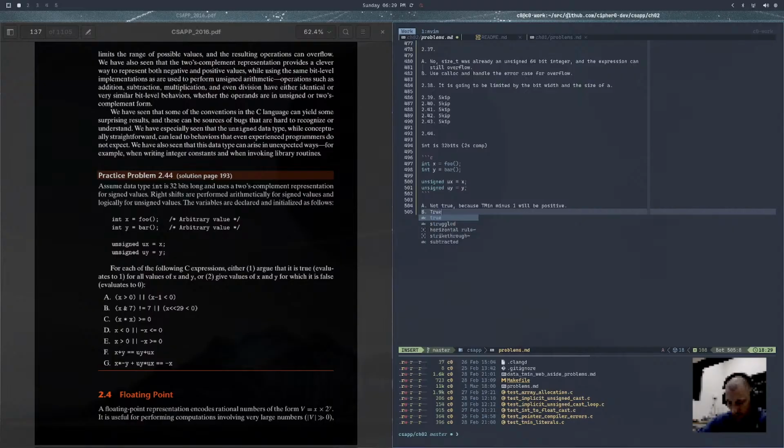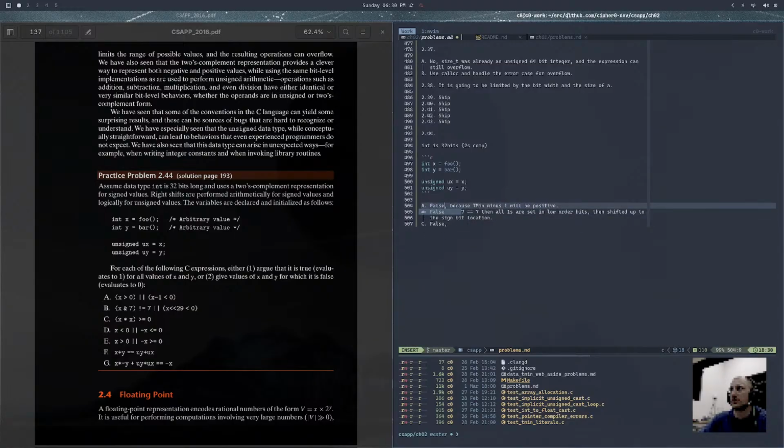So it says for each of the following, either argue that it's true, evaluates to 1, or give values. So true. If x ampersand 7 is equal to 7, then all ones are set in the low order bits, then shifted up to the sign bit location. C, x times x is greater than or equal to 0. So that would be true for normal values of x, but we say false.